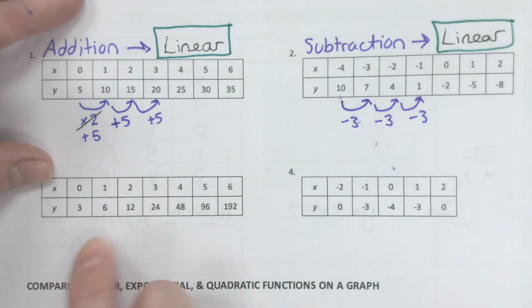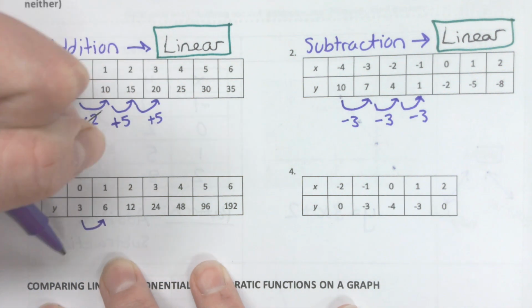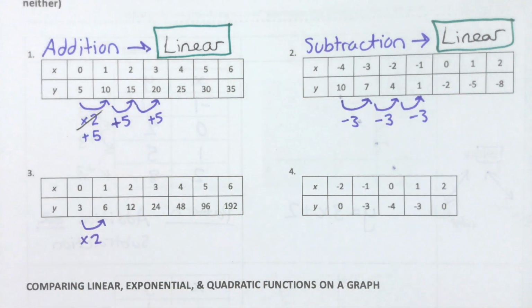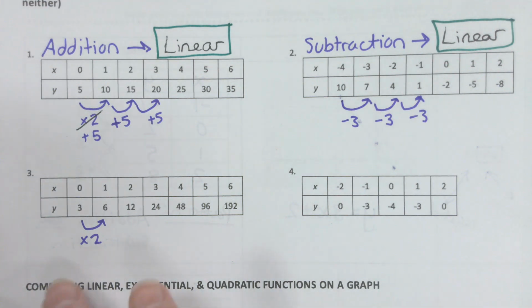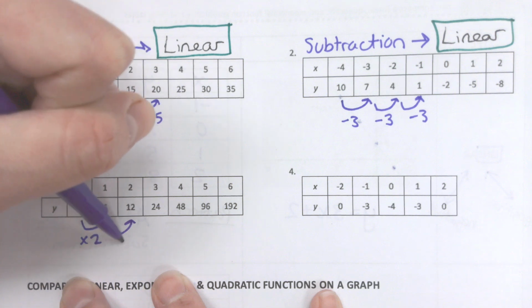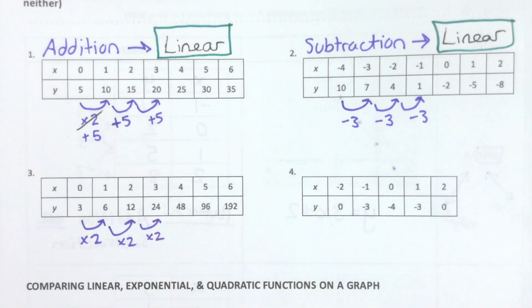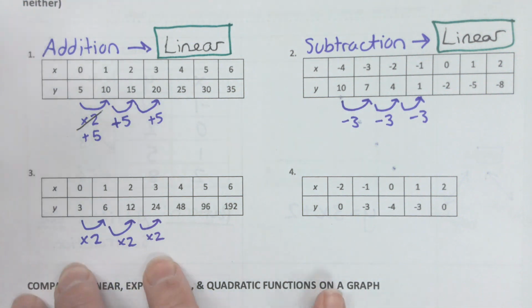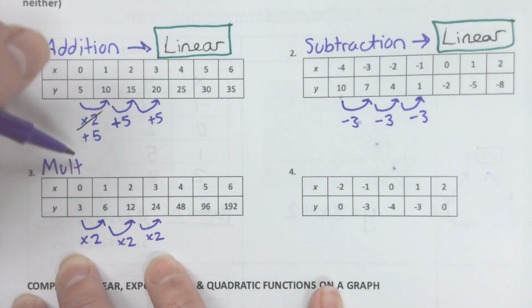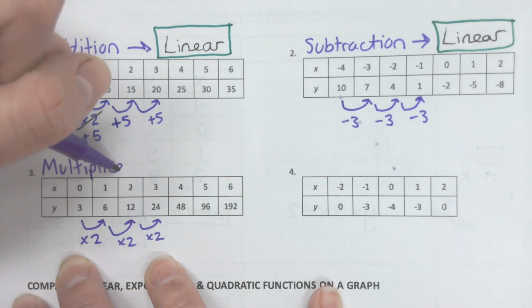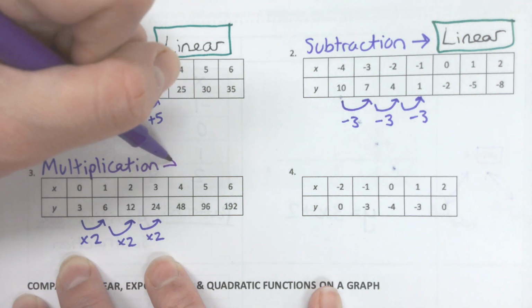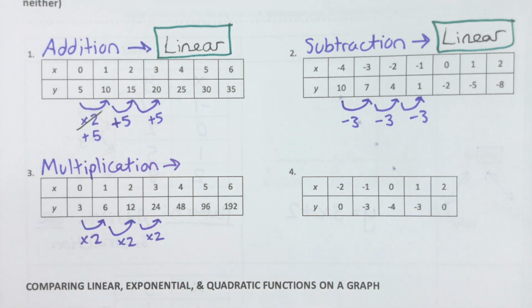So 3 to 6, 3 times 2 is 6. Again, I could consider 3 plus 3, but I've already explained why that's not going to be the case. 6 times 2, that is 12. And then 12 times 2, that is 24. We have a clear pattern here, a clear pattern of multiplication. We have an exponential function.